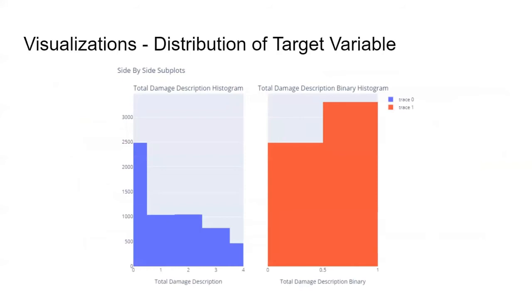So here we have a couple of visualizations describing our data. This first is a pair of subplots describing the distribution of our target variable. On the left is a histogram displaying the distribution of the non-binary variable, which is total damage description on a scale of 0 through 4. And the one on the right is the histogram of our binary variable, which is 0 if damage did not occur and 1 if damage did occur.